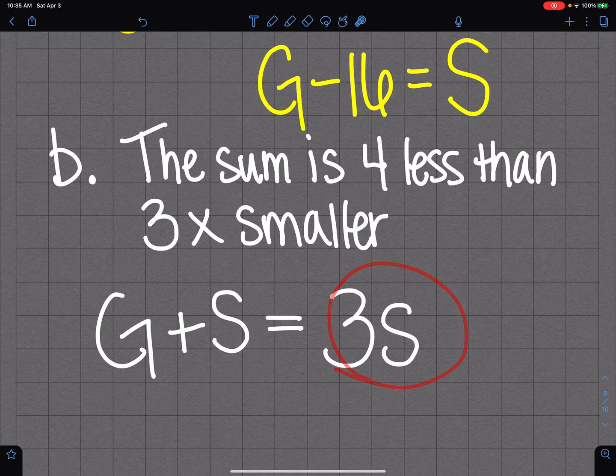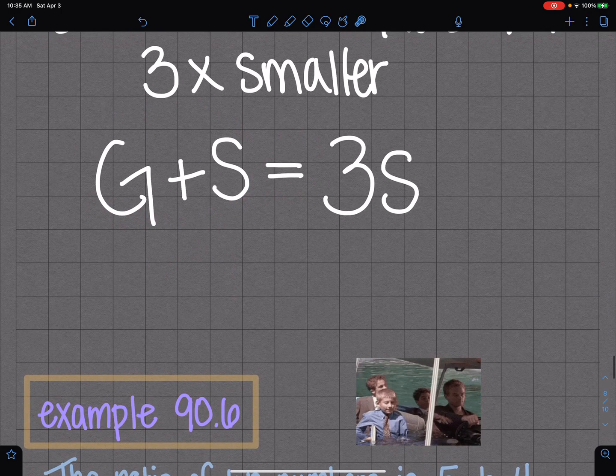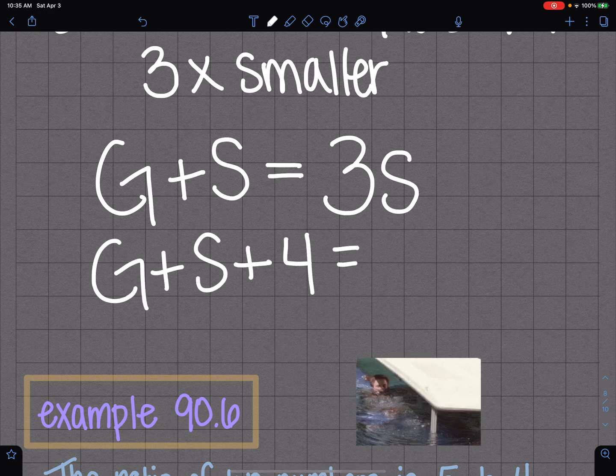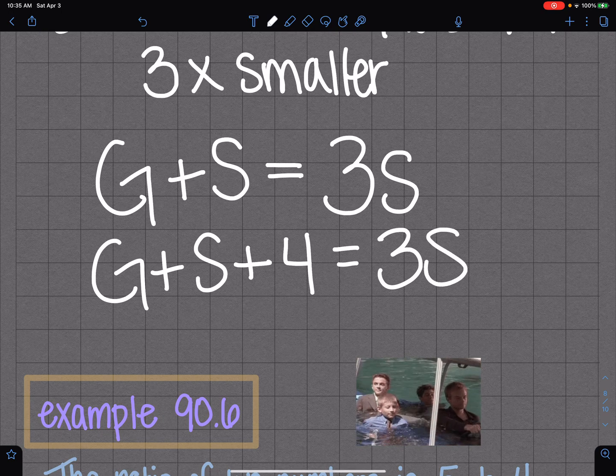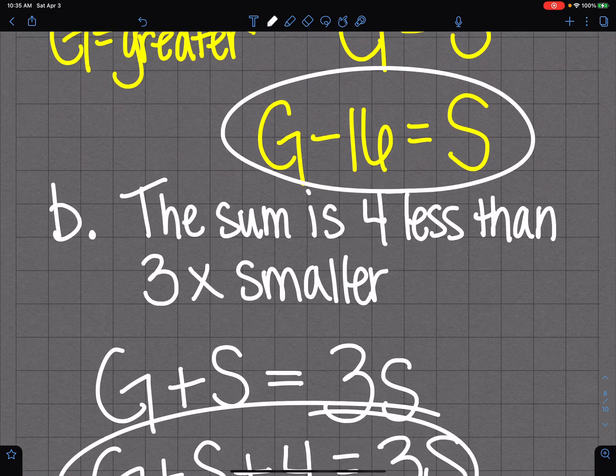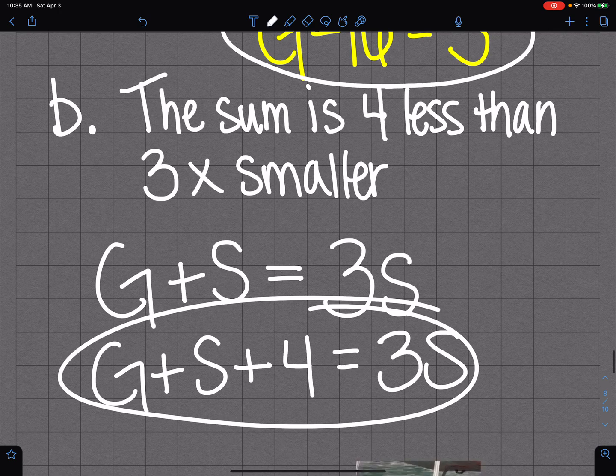So which side do we add 4 to in order to make it equal? We have to add it to this side, because the sum is smaller. The sum is 4 less than the smaller. So we have to add it to that side to make it equal. So it's going to be G plus S plus 4 equals 3S. And then you can figure out from the two equations, this one and the one we figured out earlier, that G is going to be 36 and S is going to be 20. But I won't finish that problem because this, like I said, is the important part.